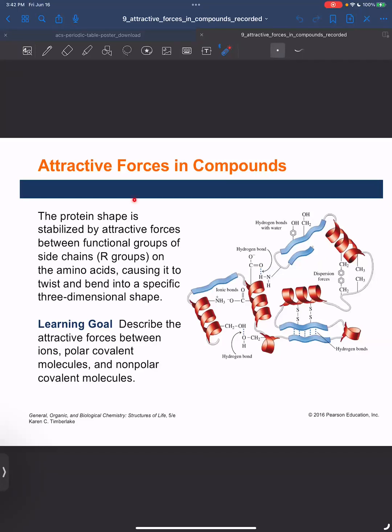We'll discuss this at the end of this video, but for example, the protein shape, the three-dimensional structure of this protein here is stabilized by attractive forces such as hydrogen bonding between functional groups of side chains, which we refer to as R groups on the amino acids, causing it to twist and bend into a specific three-dimensional shape. And then that shape determines the function of that protein in our body.